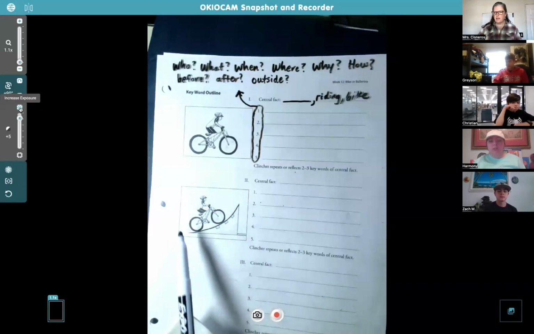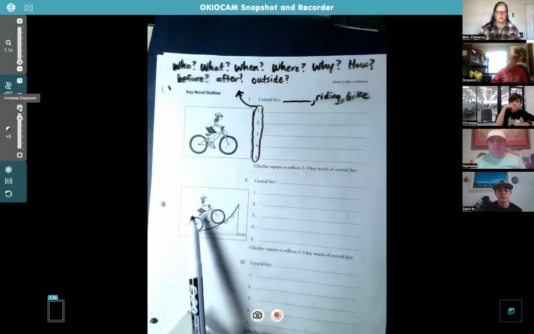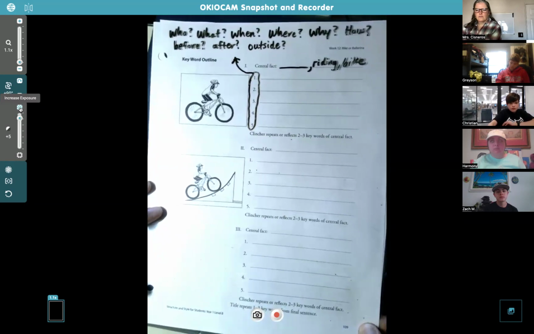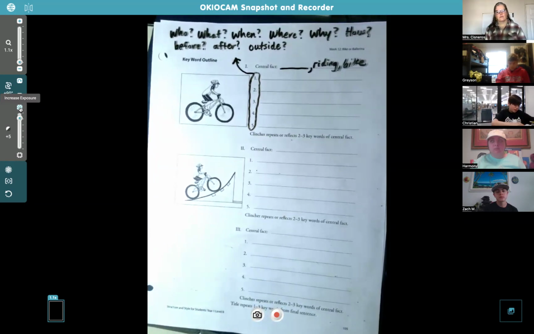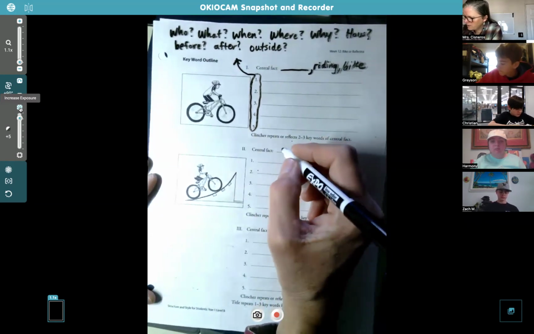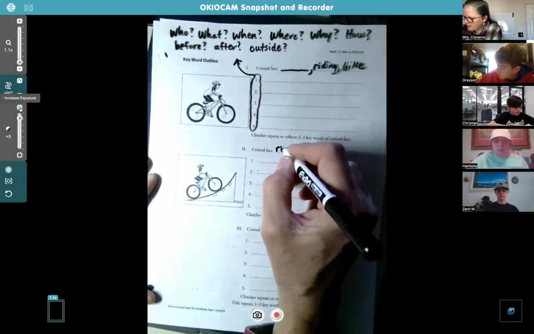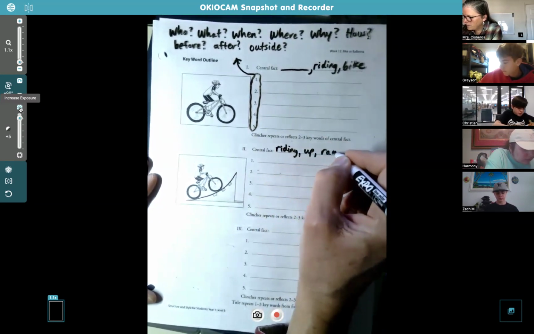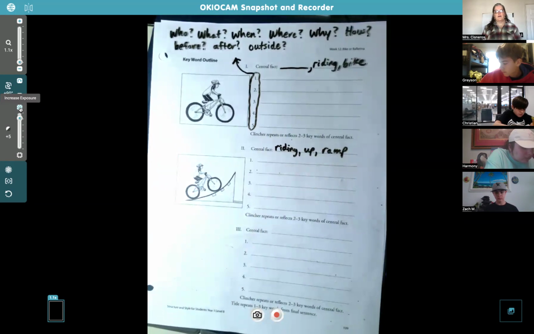Here, the central fact. So like Christian, what is the central fact here in this picture? Well, someone's on a bike riding up a ramp. He's on a bike riding up a ramp. So we could put riding up ramp. Literally what's happening in the picture. I'm gonna guess he's planning on doing a super cool trick.